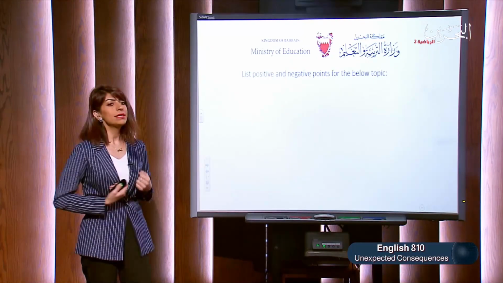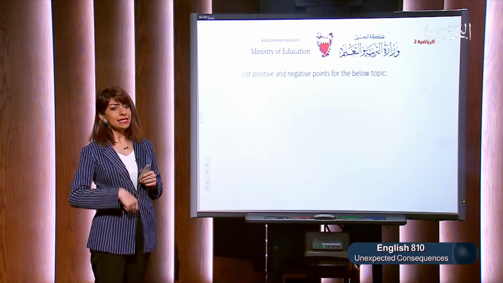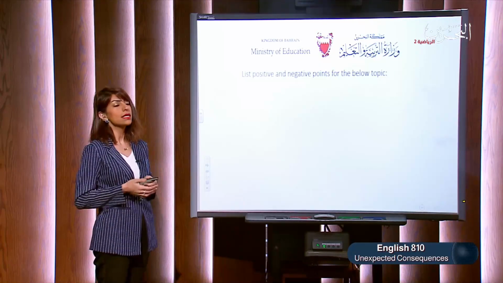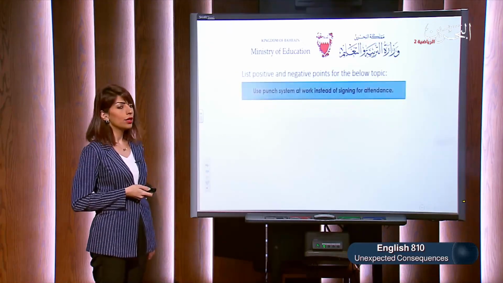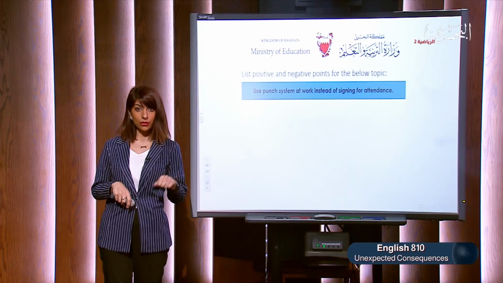Now, we will do this task. I will ask you to write down some positive and negative consequences or points for this topic, which is using punch system at work instead of signing for attendance. Now let's imagine that you're all staff and you work, and the company that you work for told you that you're not going to sign anymore, but you're going to punch. What are the positive consequences and what are the negative consequences? I'll give you a minute or 2. Think about it and we will discuss together.